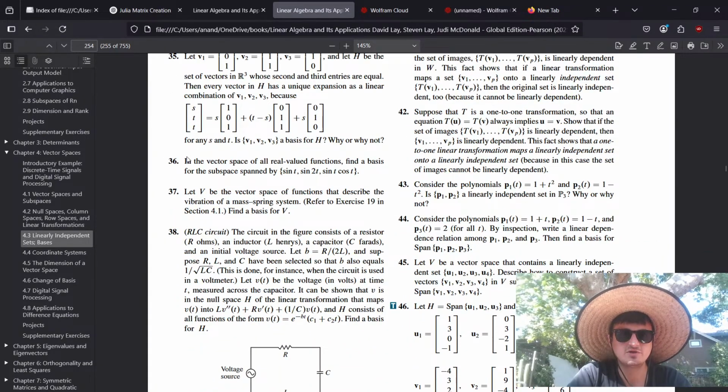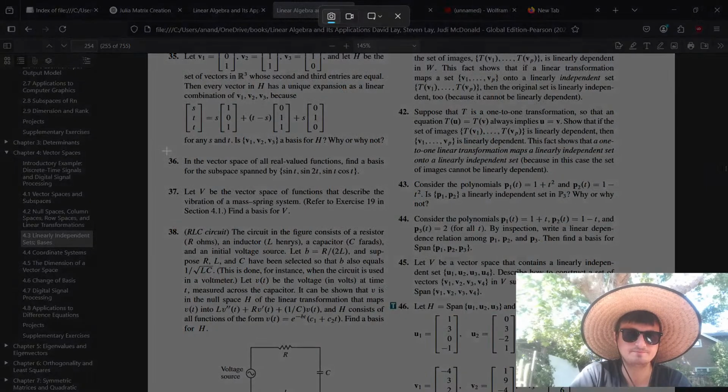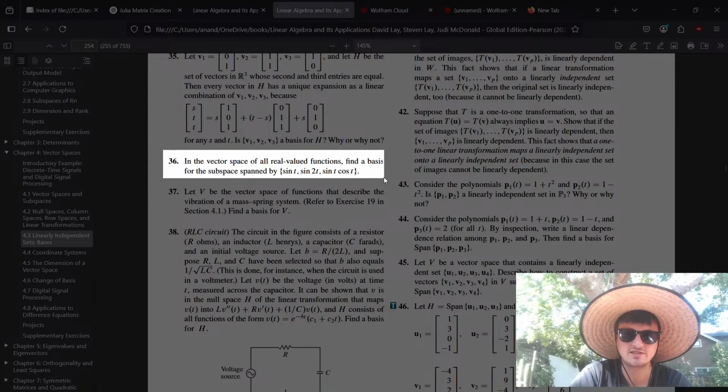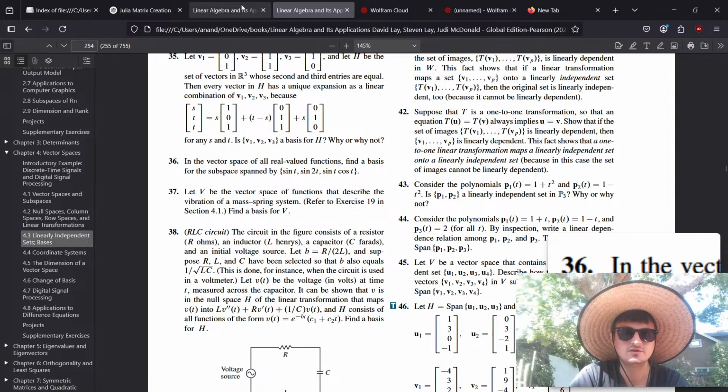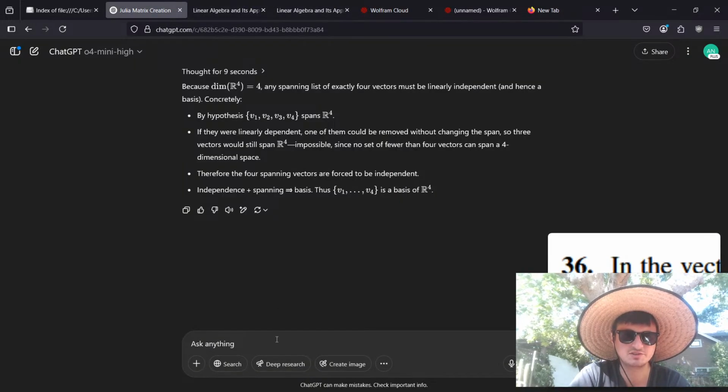Okay, in the vector space of all real valued functions, find a basis for the subspace spanned by sine t, sine 2t, sine t, cos t. So I think you can just remove this, right? Alternatively, you could just remove this one. Let's see if that's right. I'm pretty sure that that's right, because you use that half angle identity to delete the... You basically create a linear combination.